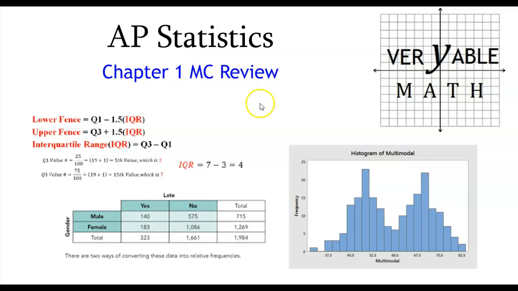We're going to be talking about all of the multiple choice questions that I gave you for Chapter 1. There are a lot of questions. I'm going to try to go through them as quickly as possible. They deal with histograms, two-way tables, IQR fences, tests for outliers, the whole 9 yards.